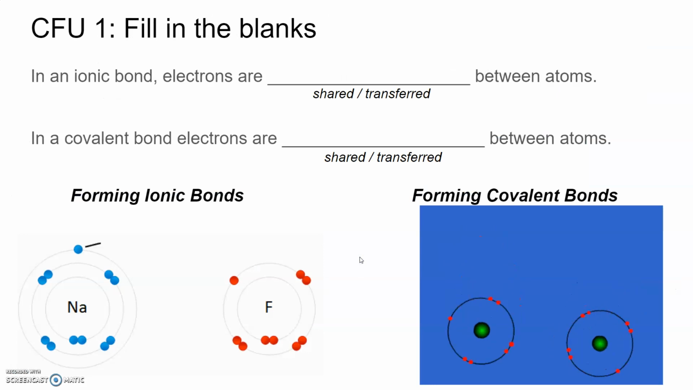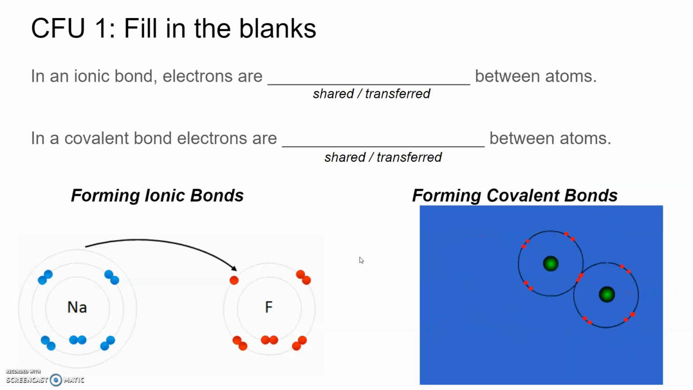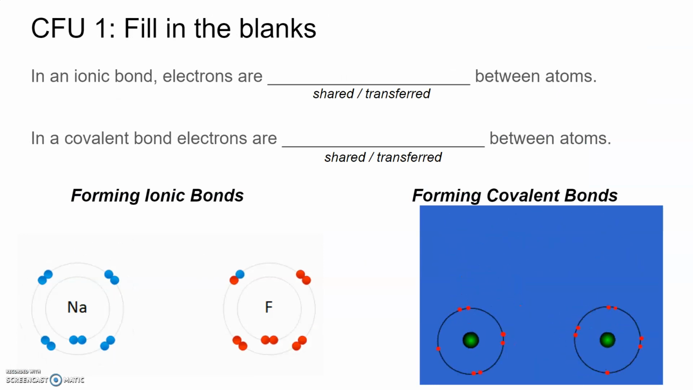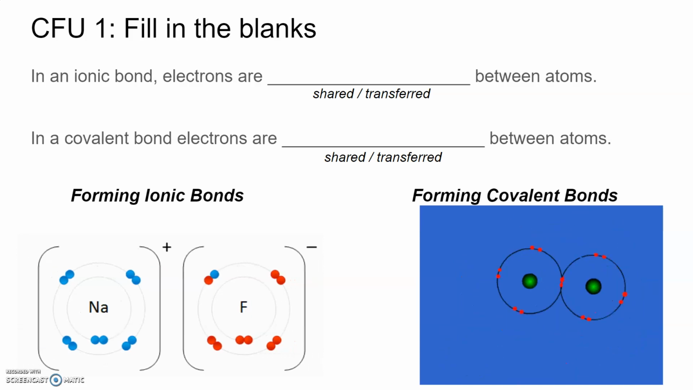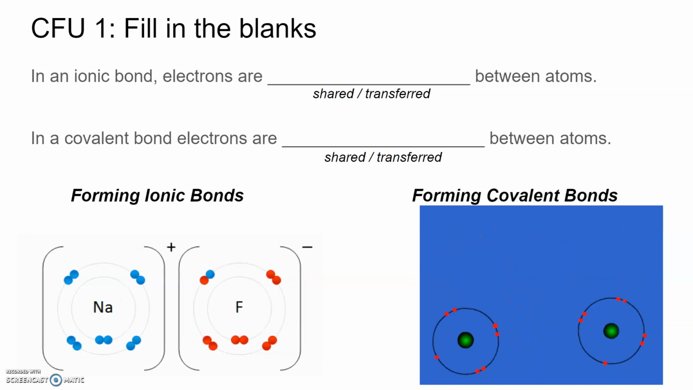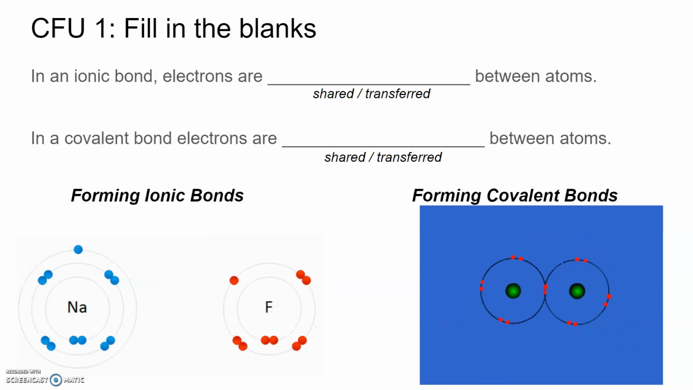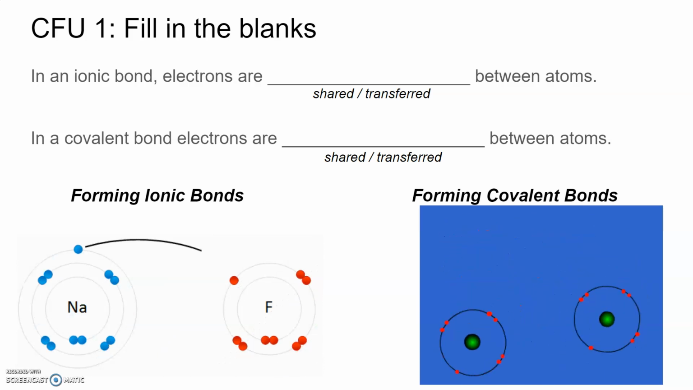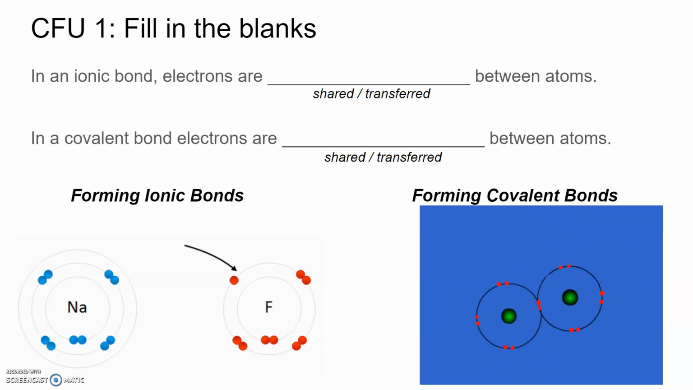All right, so now we looked at forming covalent bonds, and yesterday we looked at forming ionic bonds. Let's see if we can compare the key differences between an ionic bond and a covalent bond. I want you to take a moment to read this CFU information, and when you are ready, fill in the blanks with the correct word.